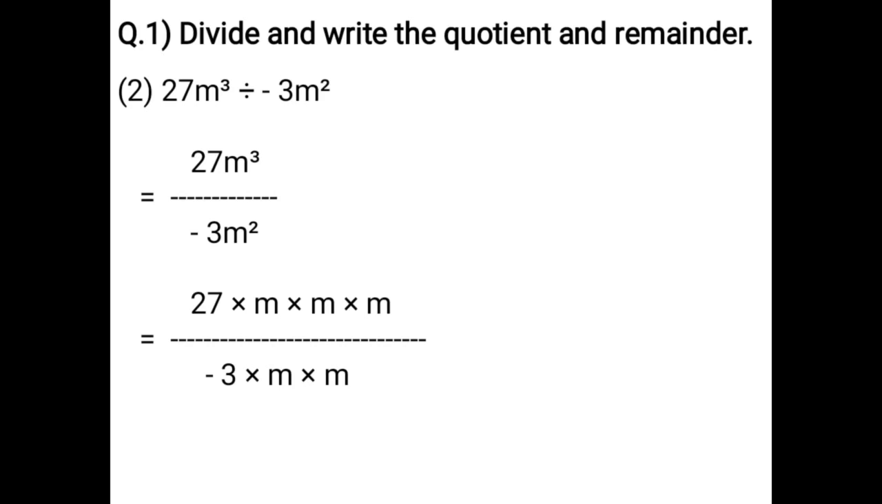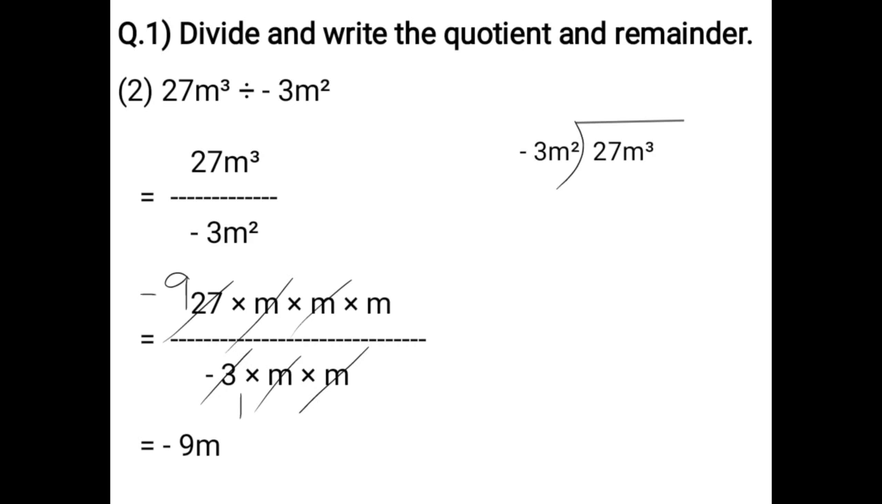Now you have to do the cancellation of the same table which is going. That is minus 3 ones are minus 3, minus 3 nines are 27. You have to cancel m square on numerator and denominator like this way. Minus 9 into m is minus 9m. After dividing 27m cube by minus 3m square, quotient is minus 9m.